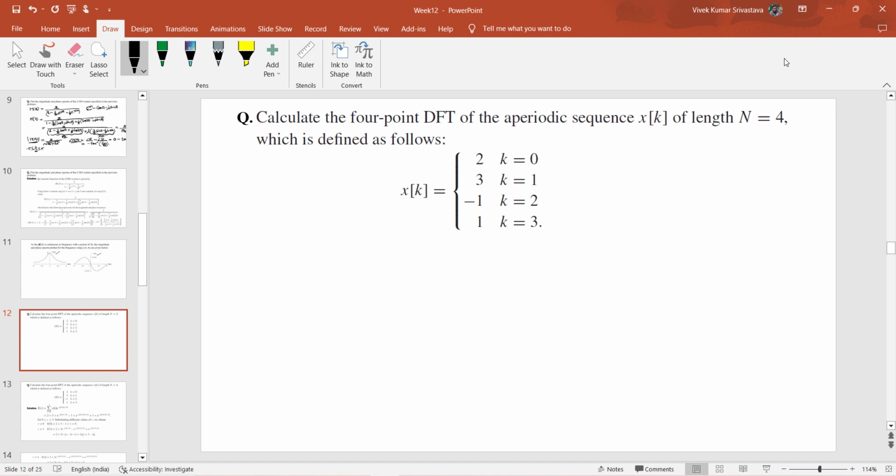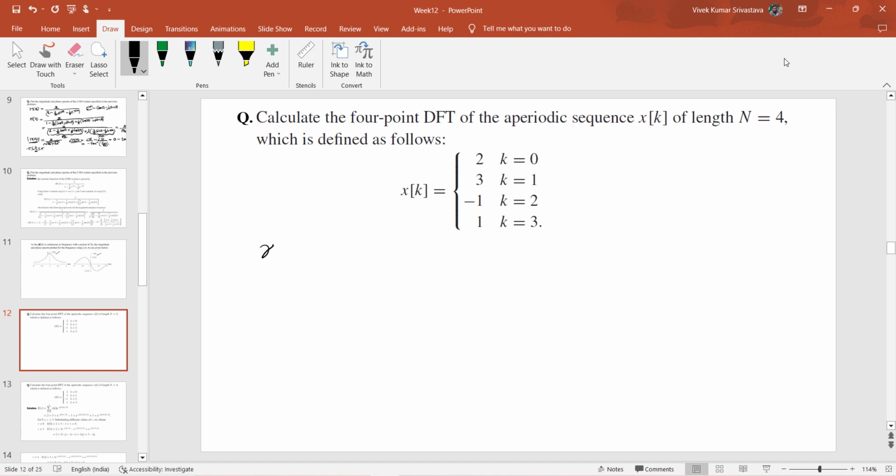First of all, we will see the previous method that we have seen in the previous class, and after that we will jump to the alternative method, which is the matrix multiplication method of determining the DFT. In the previous class we have seen that this kind of discrete Fourier transform we can evaluate by using the expression of DFT.